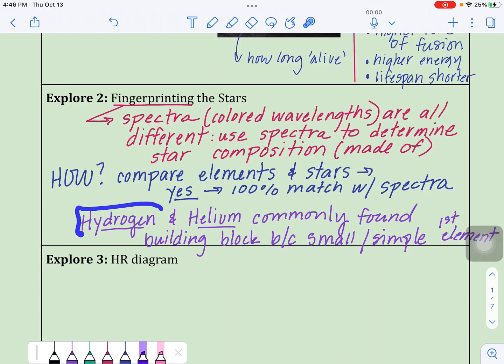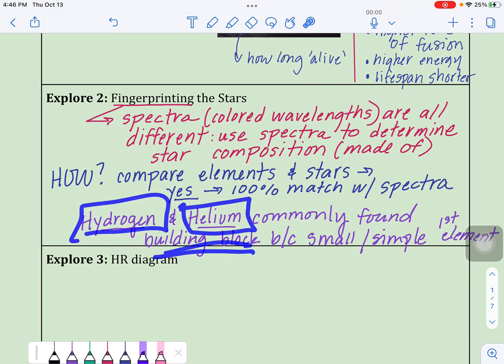We see a lot of matches with the elements hydrogen and helium because they're so common, due to the fact that they're the smallest and simplest elements that exist. No other element can exist without these two. These have to be first. They are building blocks, and then we can advance from there.